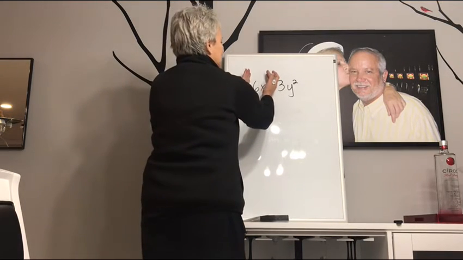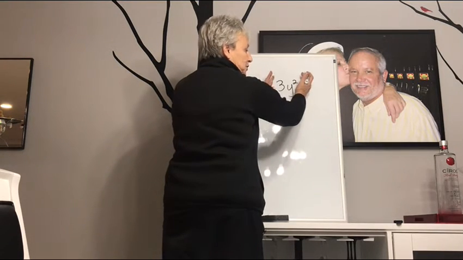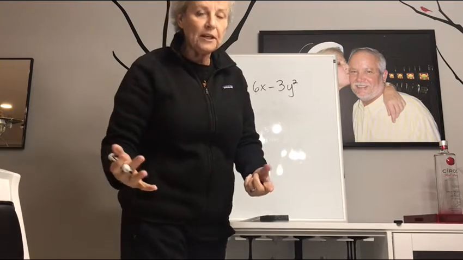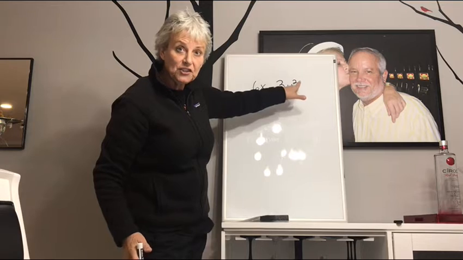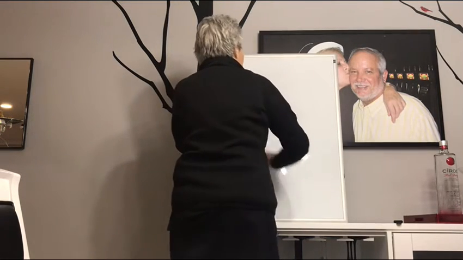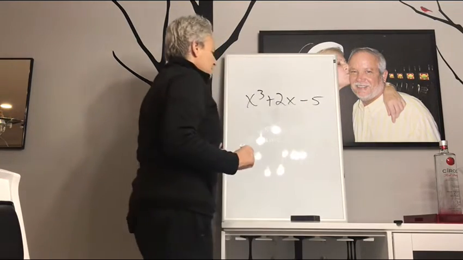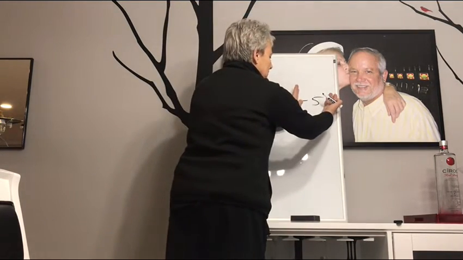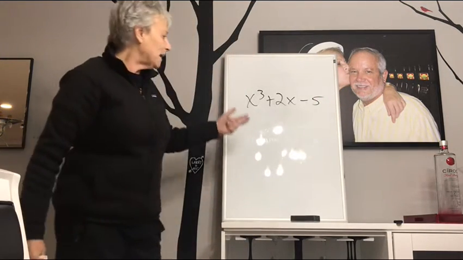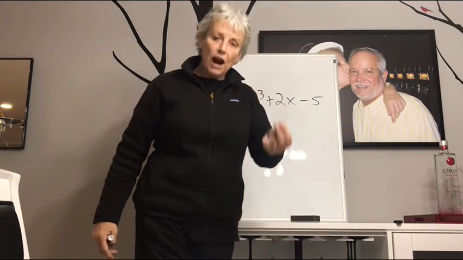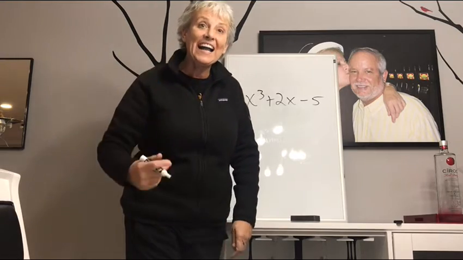If this monomial was by itself, it has a degree of 1. If this monomial was by itself, it has a degree of 2. But the degree of a polynomial, more than one monomial, is just the one with the highest. So the degree is 2. Here's a trinomial, x cubed plus 2x minus 5. Here's a monomial, and here's a monomial. But 3 of them together make a polynomial called a trinomial. The degree is 3 because that is the highest one.